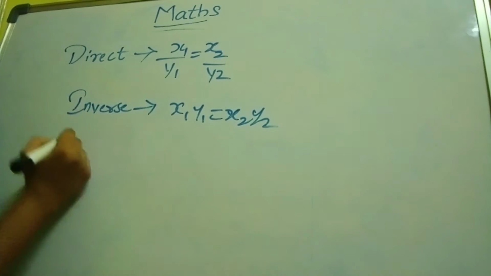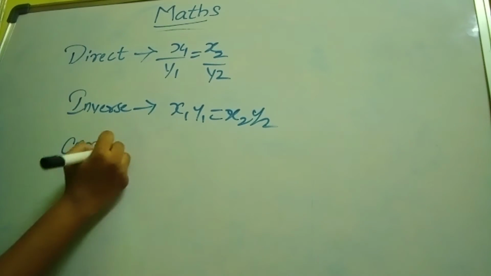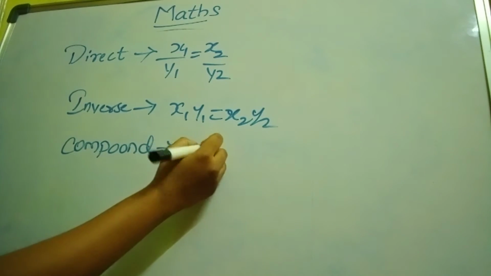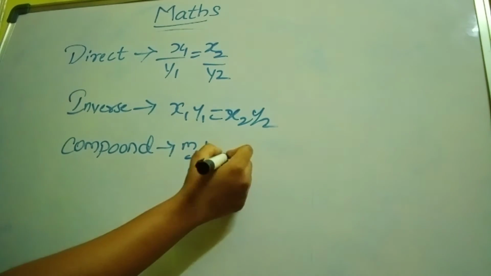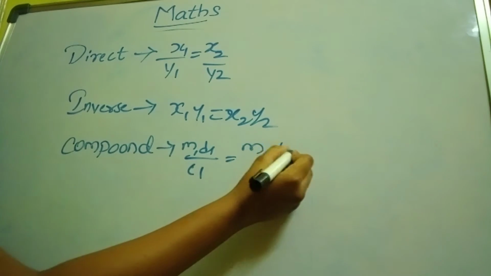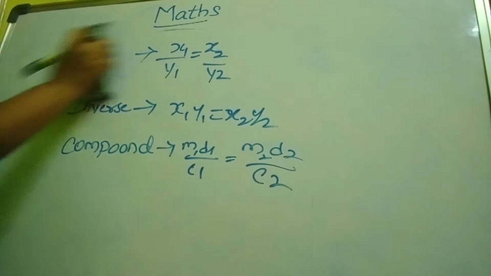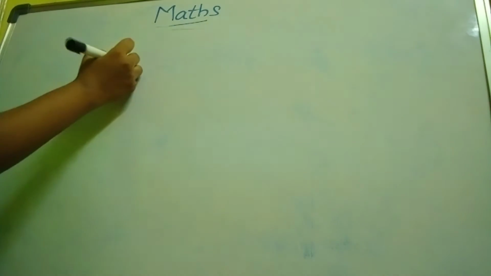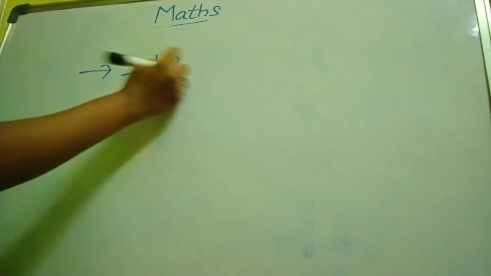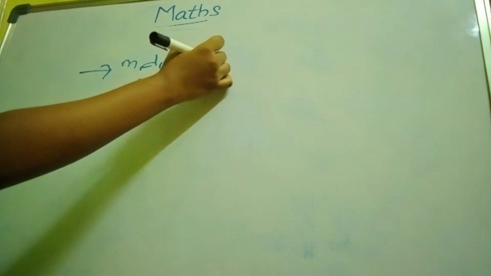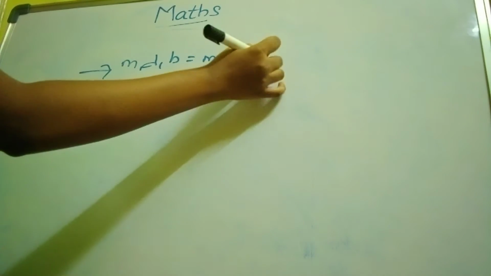What is compound proportion? m1 d1 by c1 is equal to m2 d2 by c2. There is another formula in compound proportion, based upon the given problem. That one is m1 d1 h1 is equal to m2 d2 h2.